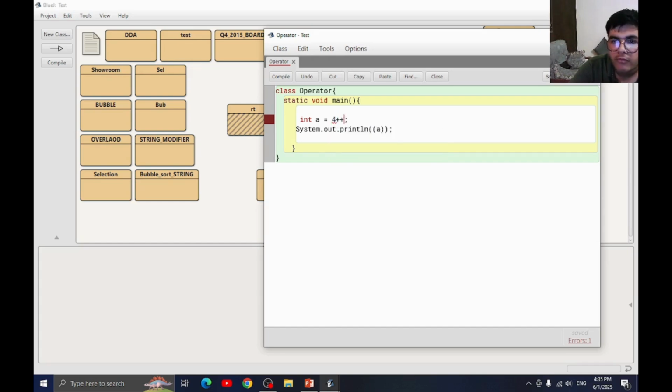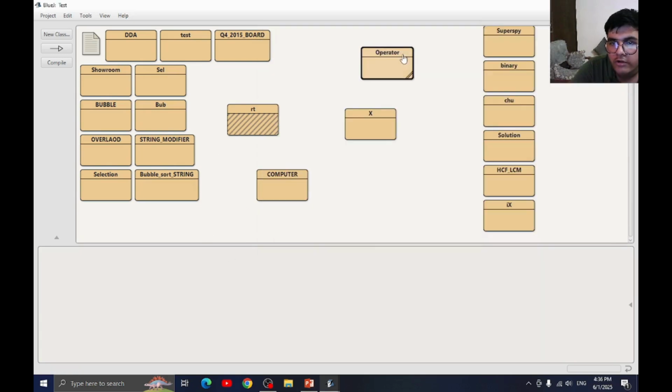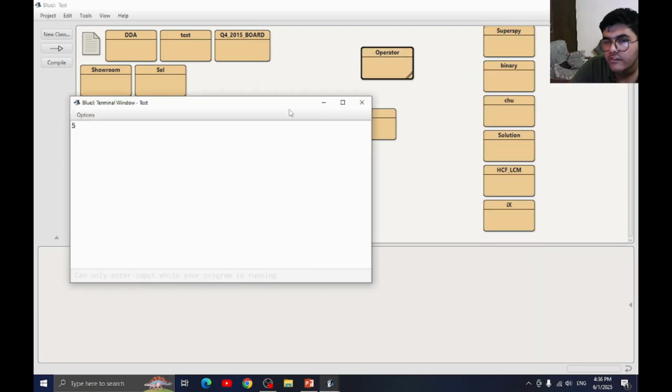Yeah, so 4 plus plus cannot be used like this. That's the error that happened. You see, int a is equals to 4, this is going to be true. Now if I am writing a plus plus, you just notice what the output is going to be. See, the output is coming 5.